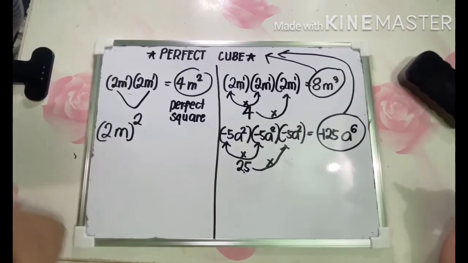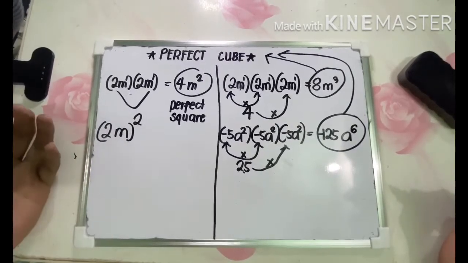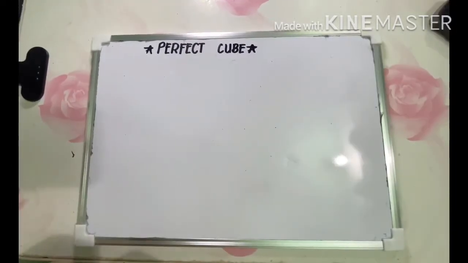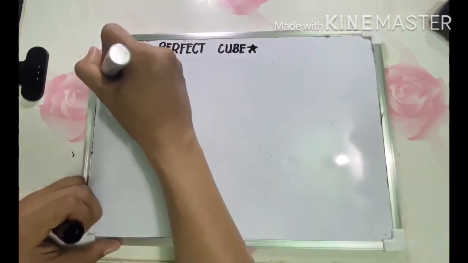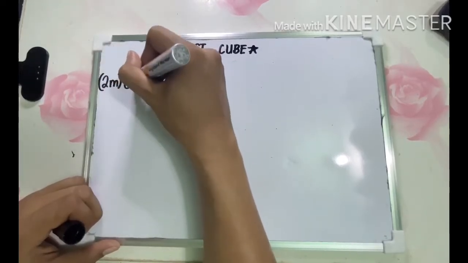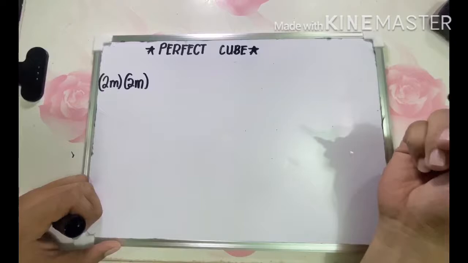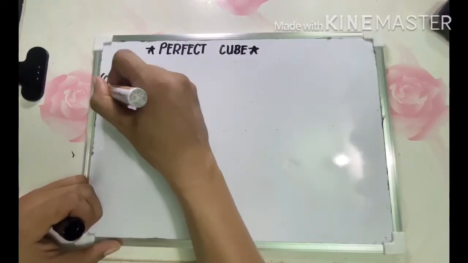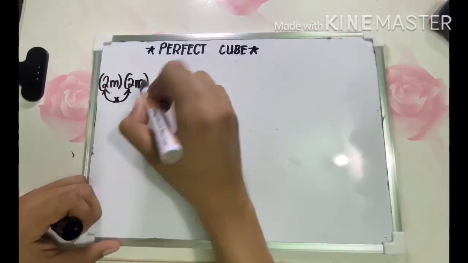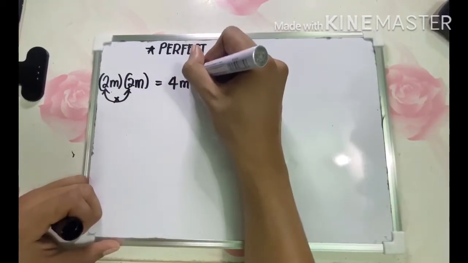So can you give me the definition of a perfect cube? Okay, let's have perfect cube. So when can we say that a term or a number is a perfect cube? So let's go back first to a perfect square. Here is an example of a perfect square. We have 2m times 2m. So multiply. 2 times 2 is equal to 4. And m times m is equal to m squared.